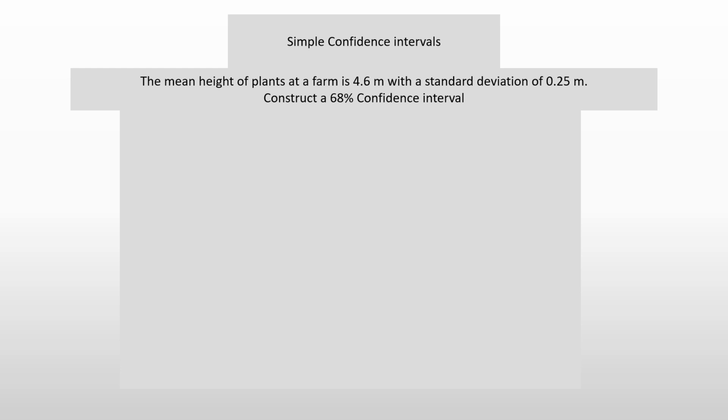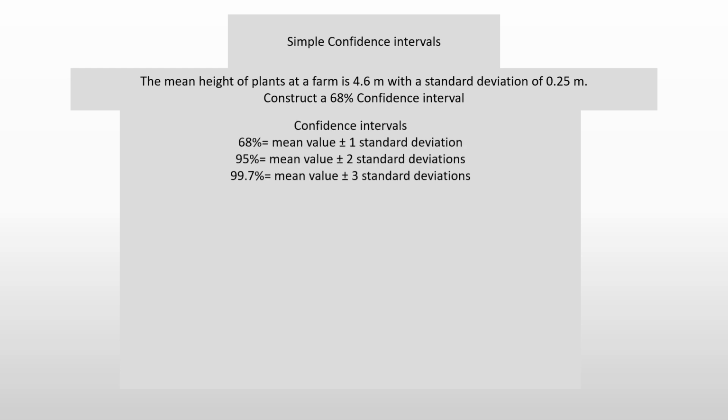The mean height of plants at a farm is 4.6 meters. The standard deviation is 0.25 meters. Construct a 68% confidence interval. This is a simple problem in terms of they're bluntly giving you the mean, the standard deviation, and they're asking for a common confidence interval.